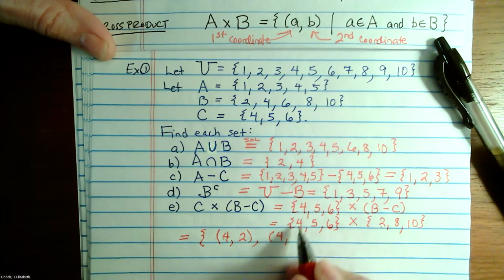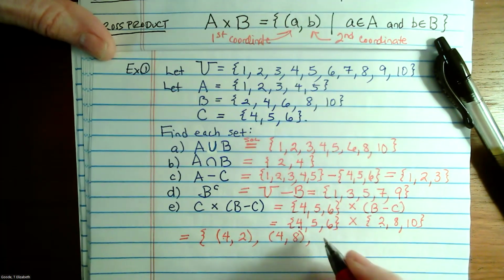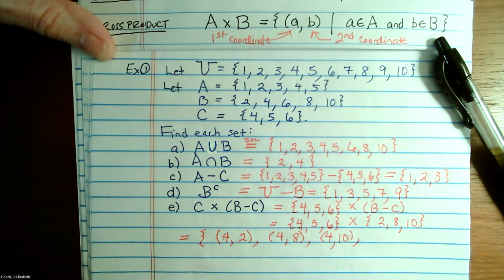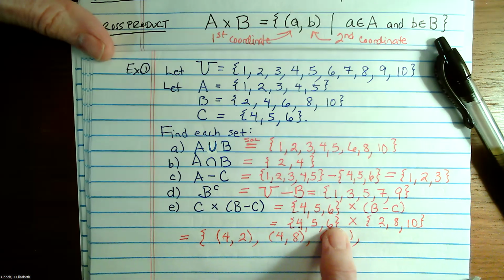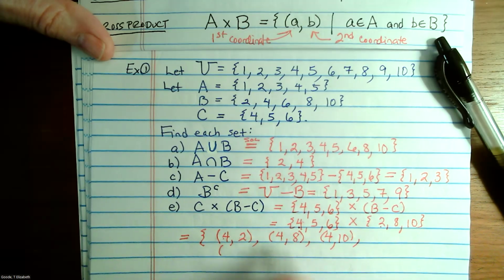Or 4 as a first coordinate could be paired with 8. You can also draw a tree diagram to see. 4 could be paired with 10. Does anybody see how many elements we're going to get all together? 9. Exactly, because we'll have 3 choices for first coordinate times literally 3 choices for second coordinates. So now we've exhausted any way we could make an ordered pair using 4.